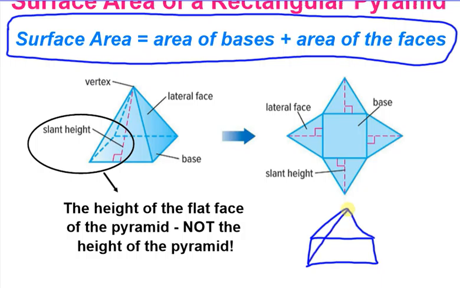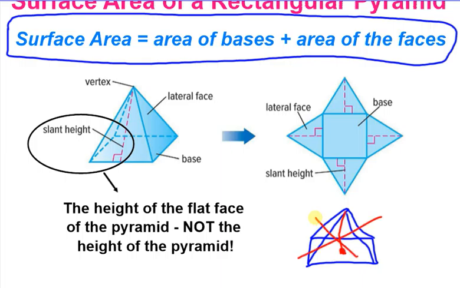So if this here is a pyramid, it's a little bit of a weird pyramid, okay? So picture this as a pyramid. Now if I went from the top of the vertex all the way down to the center of the base, okay? That would be the height. It's from top to bottom. It's not slanted. It's the height of the entire pyramid. We do not want that.